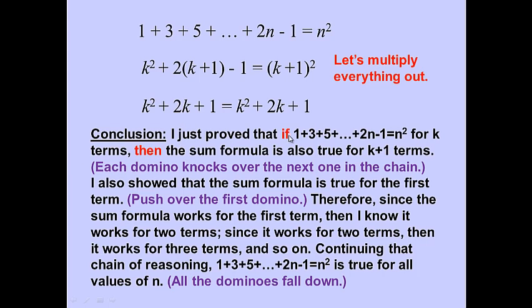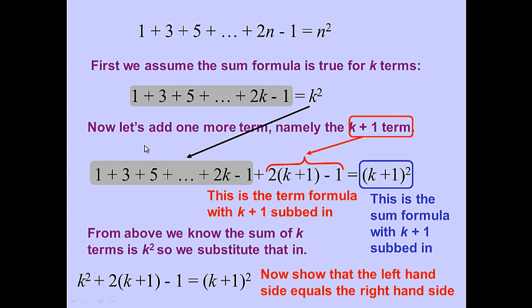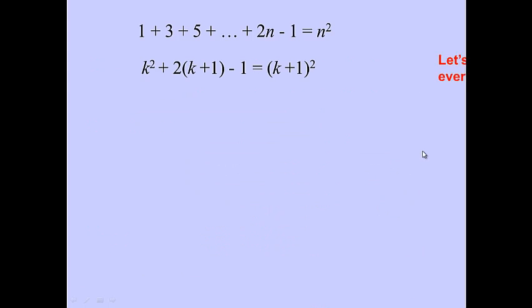Conclusion. I just proved that if 1 plus 3 plus 5 plus up to 2n minus 1 equals n squared for k terms, then the sum formula is also true for k plus 1 terms. So I said if that previous statement is true, and I'm going back to my previous page here, if this statement I made here is actually true, then when I add one more term to it, it's still true. So I just proved an if-then statement.